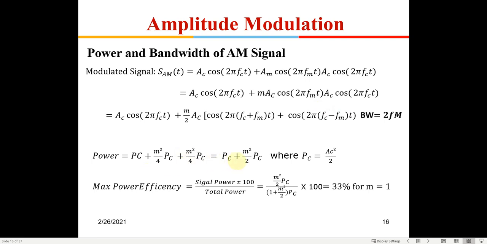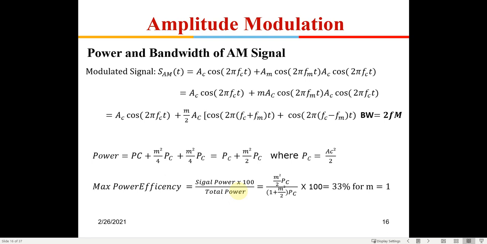Okay, so the total power comes out to be PC plus M square by 2 PC. So this is the total power which is required for transmitting an AM signal. Right, now if you try to find out the max power efficiency, the max power efficiency is the signal power divided by the total power.